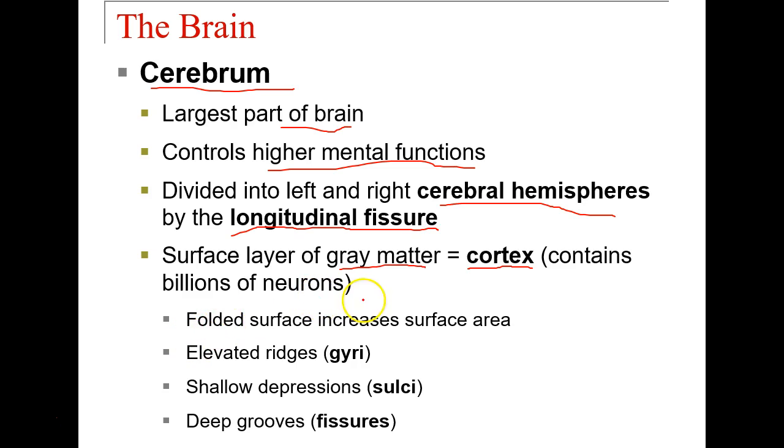Okay, this is gray matter. This is going to contain cell bodies. Then we have folded surfaces to increase surface area. These are going to create gyri and sulci. And then the deeper grooves are going to be the fissures, like the longitudinal fissure.